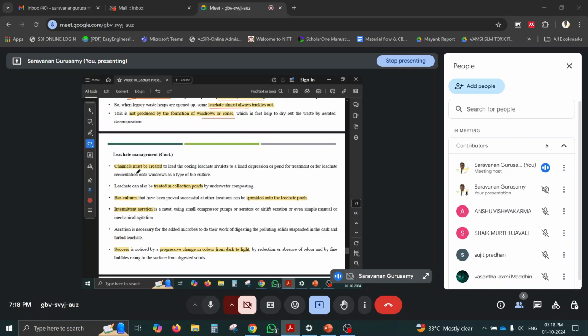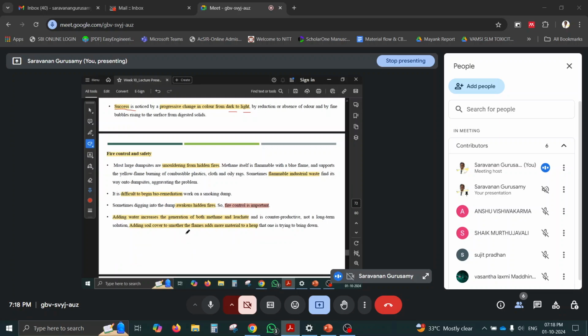Okay, so leachate management can be done with proper channeling, so that it can be collected and treated by separate leachate treatment methods. It can be treated in a collection pond, and as I mentioned, we can do leachate evaporation. That will increase the concentration but reduce the volume to be treated. Then we can use bioculture to stabilize the leachate, and then do intermittent aeration. How can we identify whether the leachate is stabilized or not? If it changes from dark color to light color, we can check by visual observation. We can say the leachate is degraded.